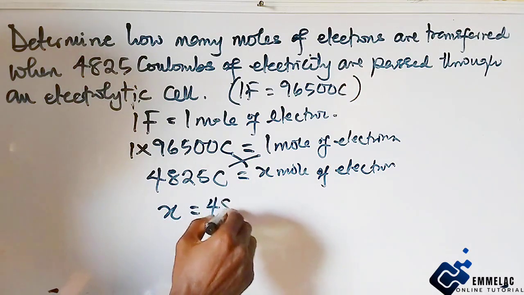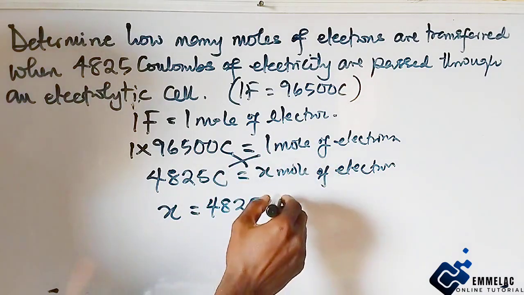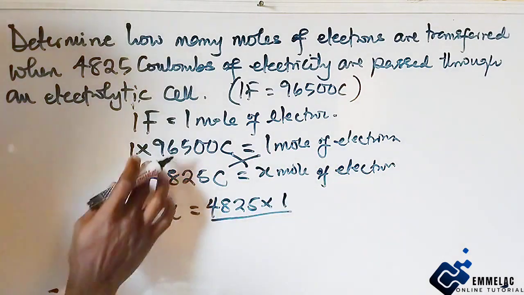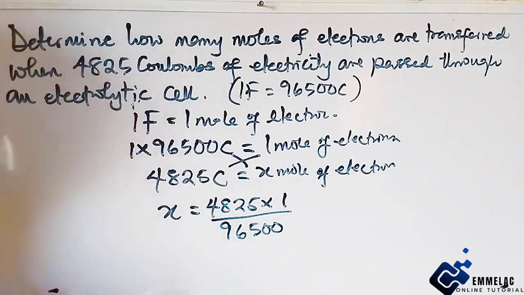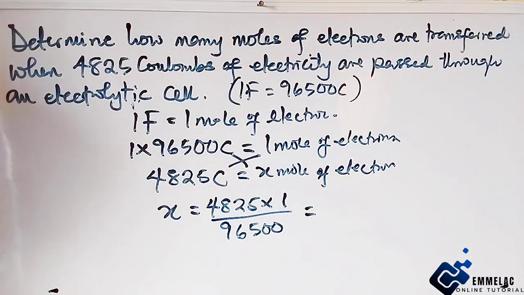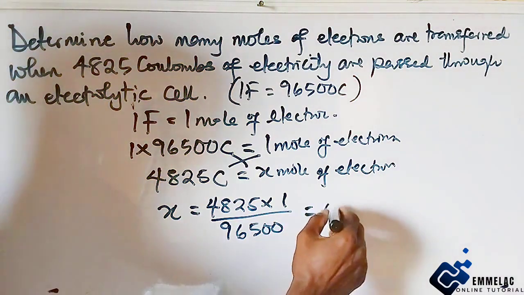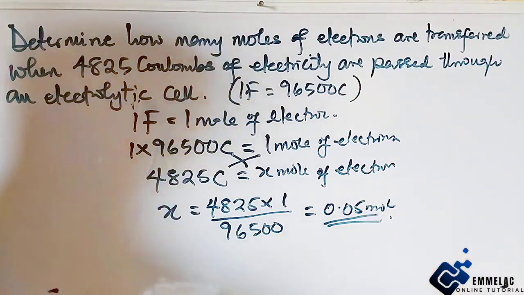4825 times 1 then divided by 96500. Okay, so with this we can punch our calculator, and here we have it 0.05 mole. All right, final answer.